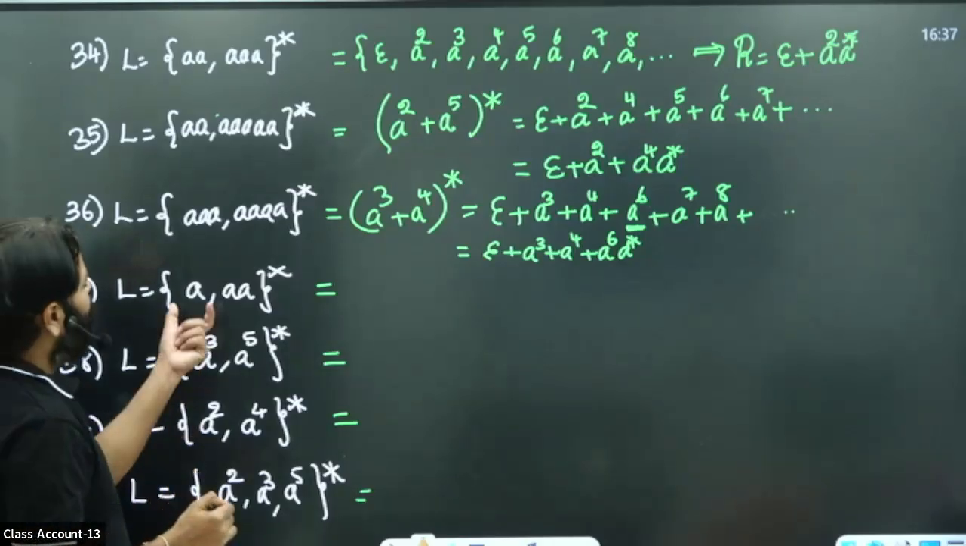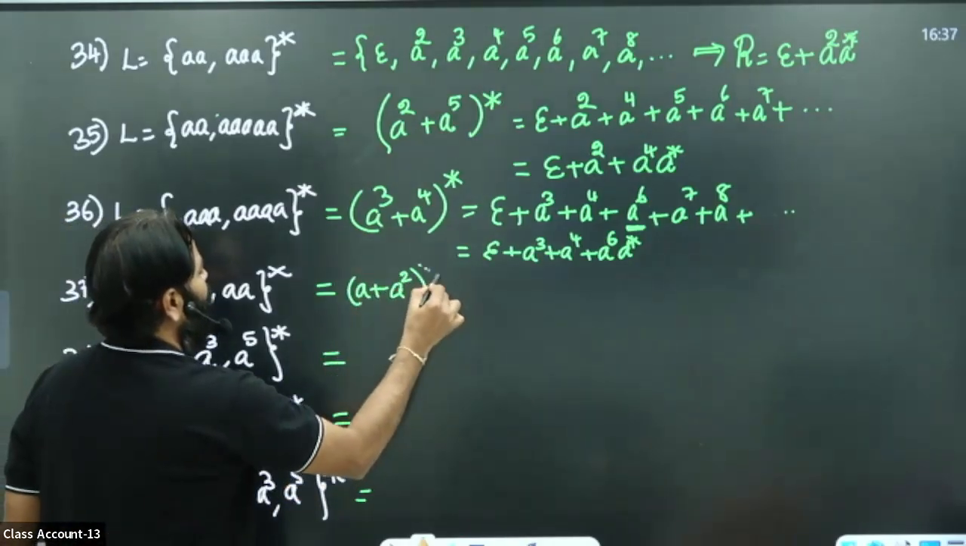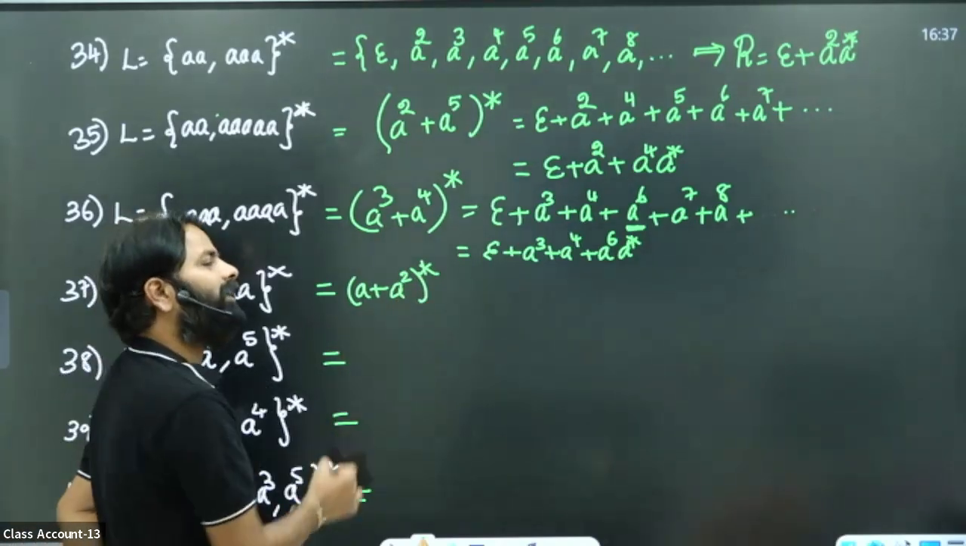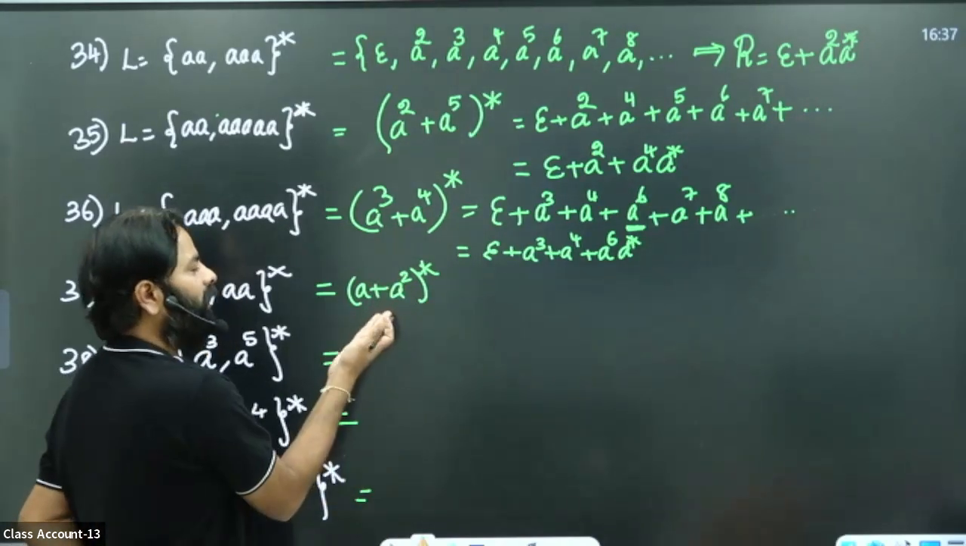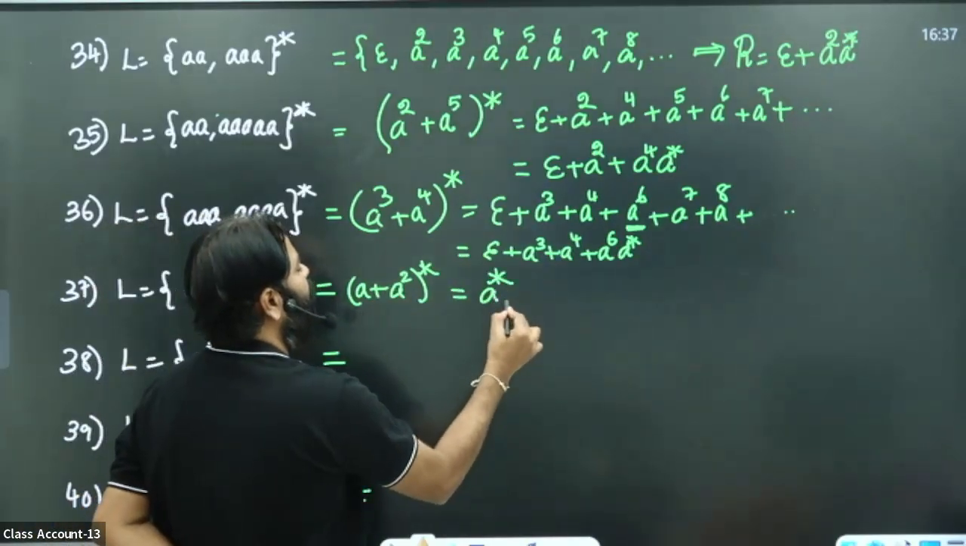Now this one, a plus double a whole star or a square. Now this a power 2 is not at all required. Why? Single a can do that, 2 a's, right? Without 2 a's also can get 2 a's by repeating a twice. So simply this can be giving every string over the a's.